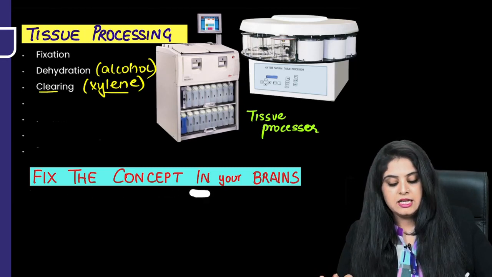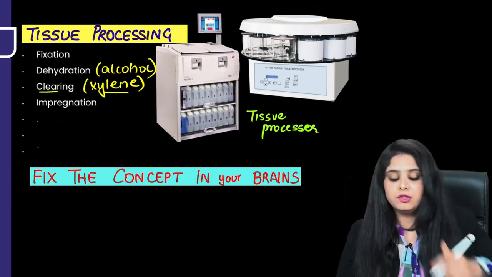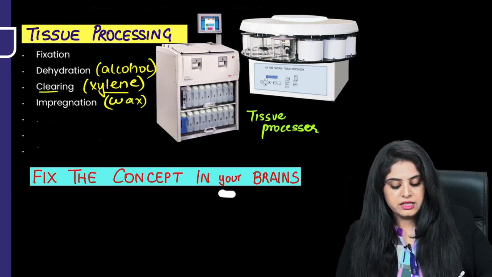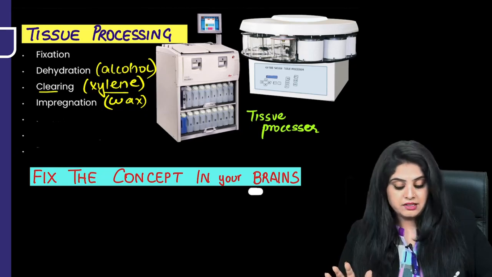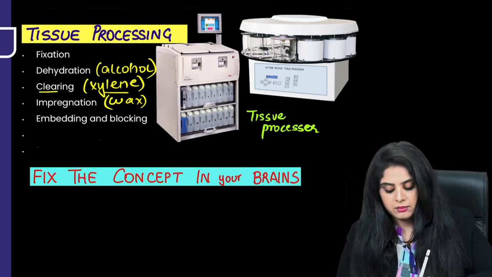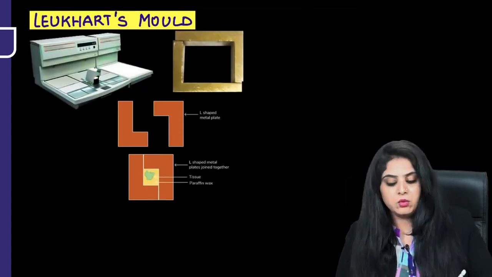What is I? I for impregnation. So please note, impregnation means once you've cleaned it, you put something inside it. What do you put inside it? You put wax inside it. And E for embedding and blocking. What is embedding and blocking? Please note that if this is, for example, your L mold. What is L mold, guys? L mold means Leuchart mold.